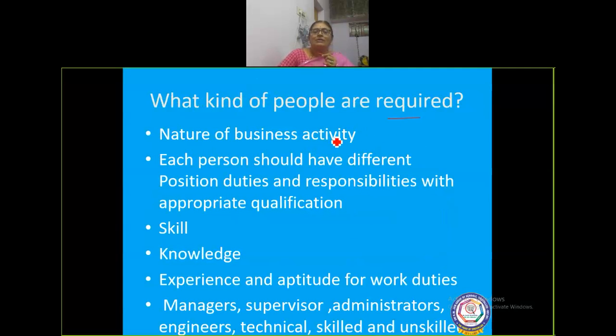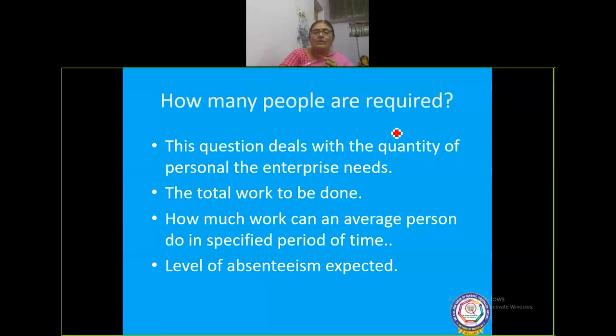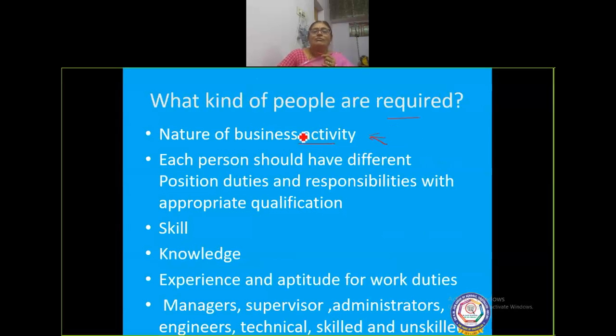Now, what kind of people are required? That depends upon the business activity, the type of organization you are carrying. Maybe you are a civil engineering contractor, or maybe you have a leather factory, or a beverages factory, or maybe it is a chemical factory that you have. So it depends upon the kind of business that you are running. Each person should have a different position, duty, and responsibility with appropriate qualification.